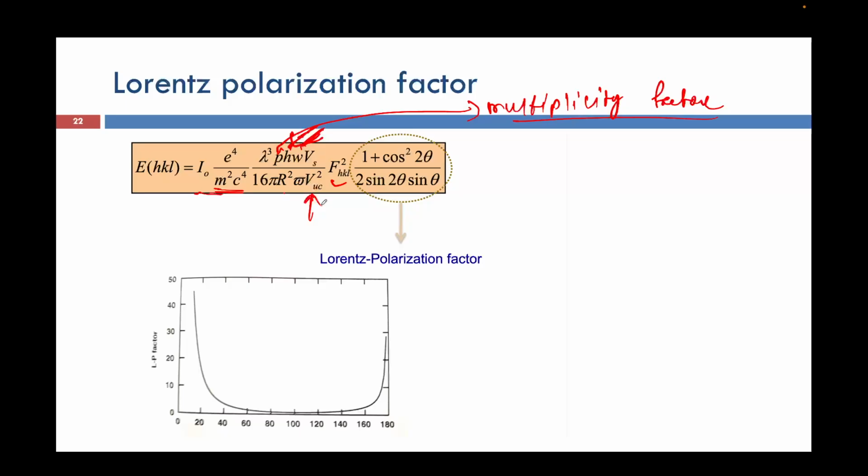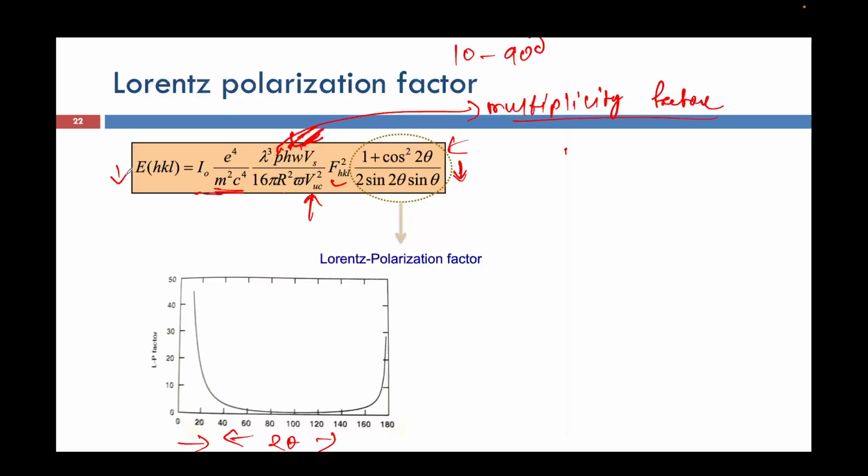But another factor which we have to consider here is the Lorentz polarization factor. I told you one is the Lorentz factor, another one is the polarization factor. Here we have to take the Lorentz polarization factor into consideration, and you can see this is 2 theta, so how the Lorentz polarization factor varies with 2 theta. Generally we do an X-ray scan from 10 to 90 degrees. As you go higher in the angle, your Lorentz polarization factor is eventually decreasing. It eventually decreasing means what? The amplitude is also decreasing, and the amplitude decrease means the higher angle you go, the less intense peak you will always get.